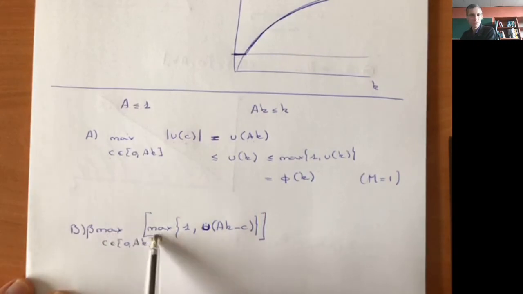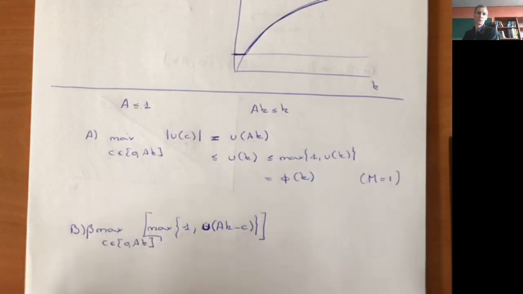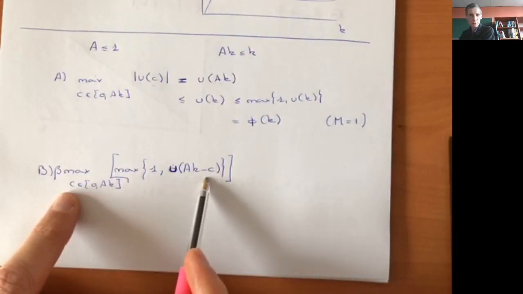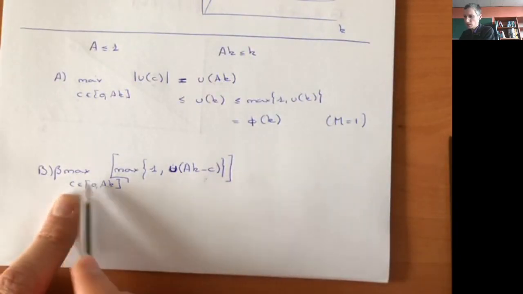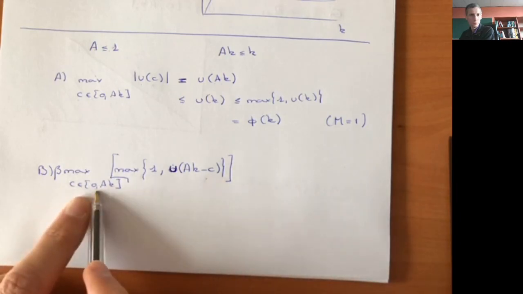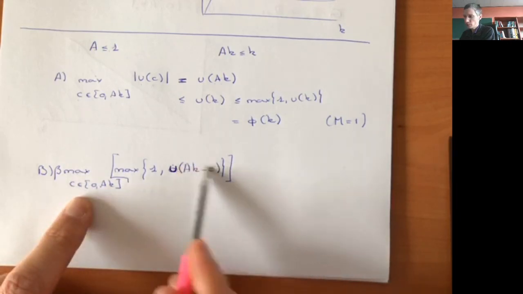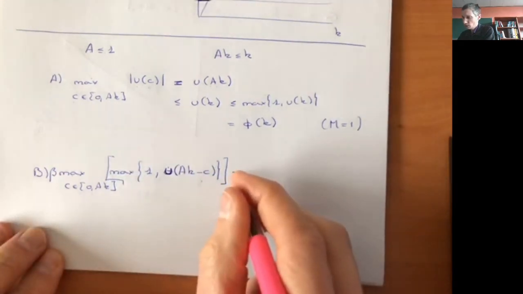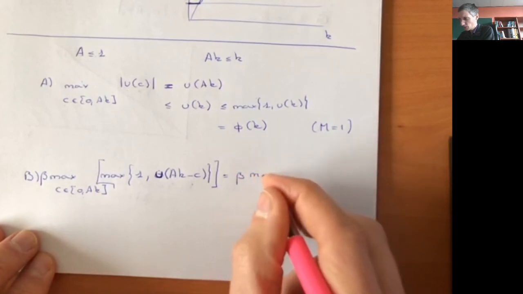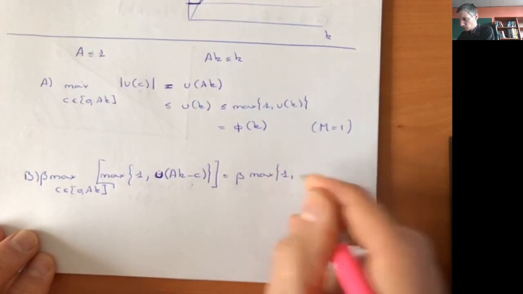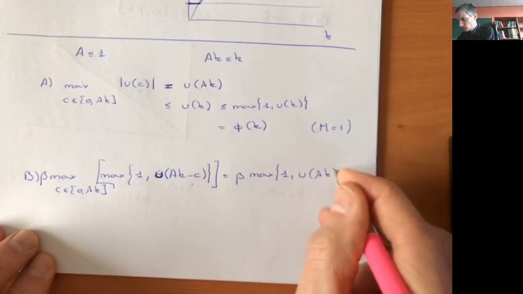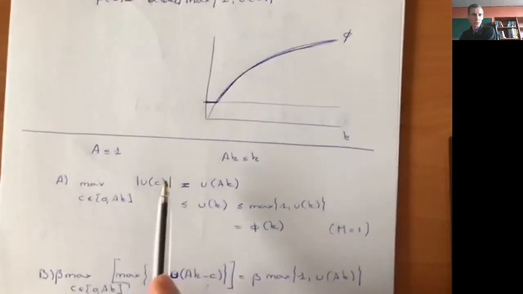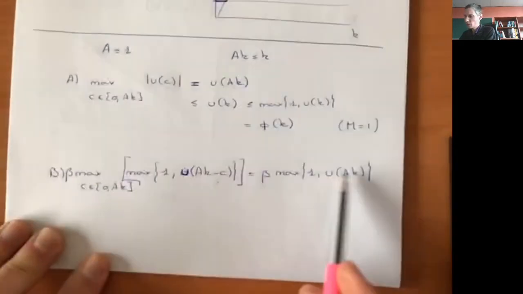So here I have a maximum of a function that's a maximum of two things. So c only enters here in a negative way, u is monotone, so the best thing that I can do here is to put c equal to 0. Because then ak minus c will be maximum, and then this value will also be maximum. So this is equal to beta times the maximum of 1 and u(ak). This is very close to my original function phi, except that here I have an a again.